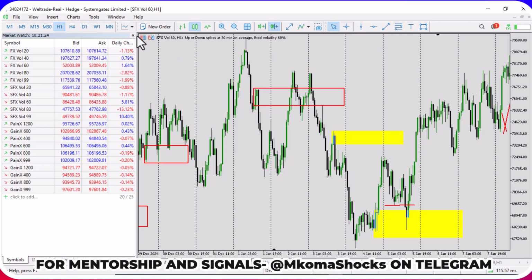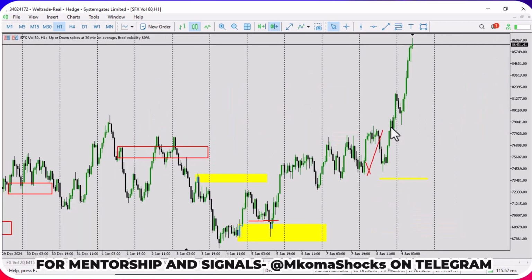What I'm going to do is simple. I'm going to ask you to look at one, and the one that I'm looking at is SFX Volatility 60 on the H1 time frame. I'm going to show you how to trade this particular one, and you are going to be using this knowledge to trade more.